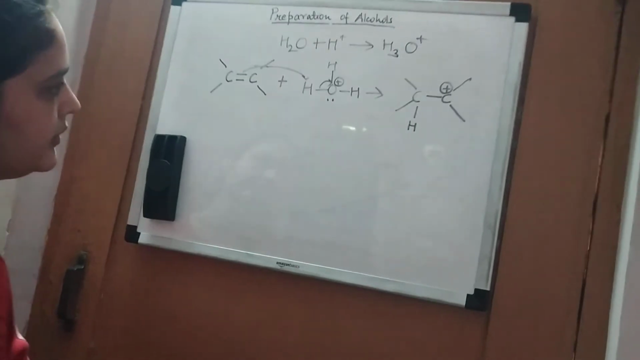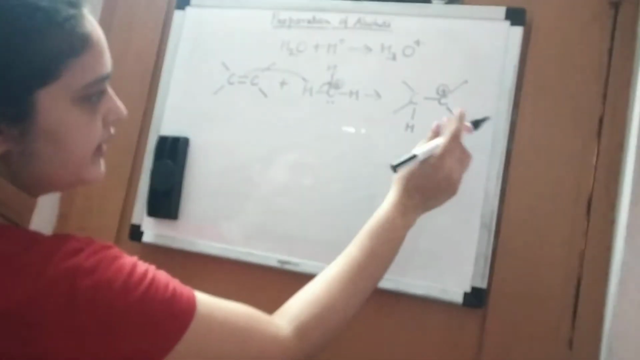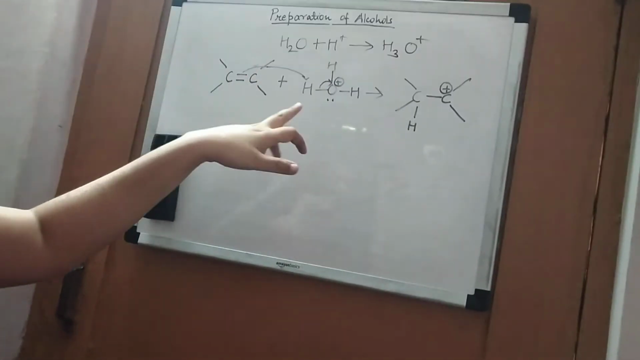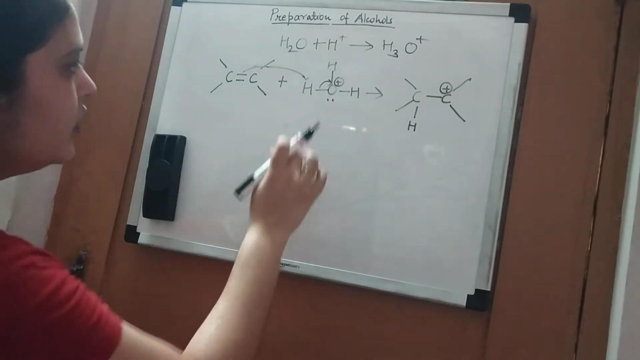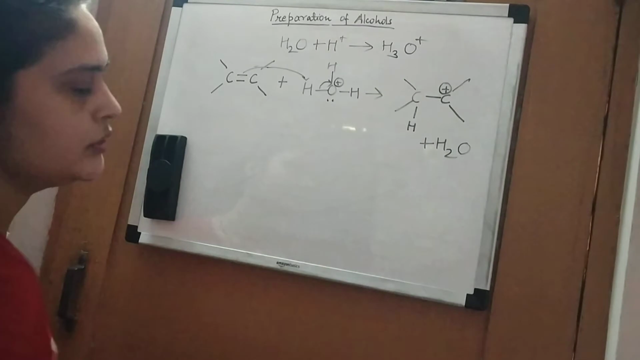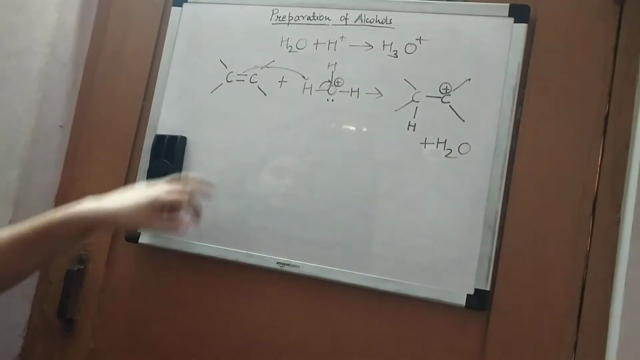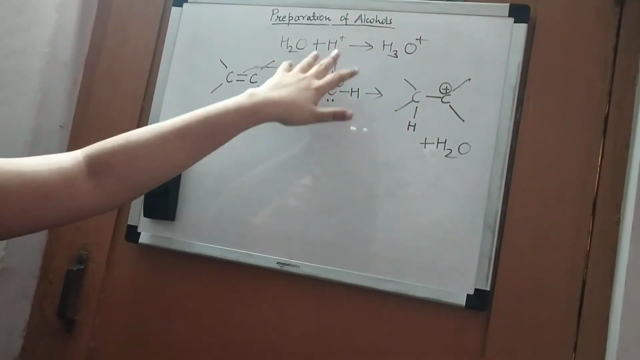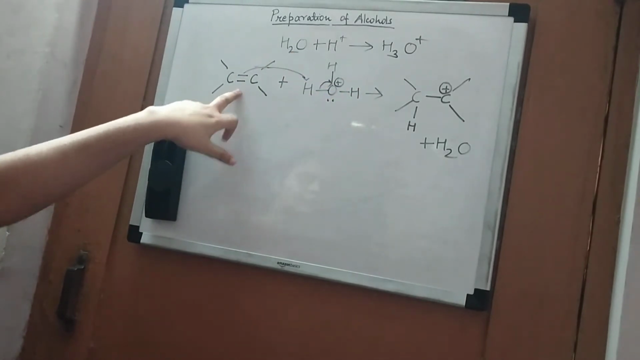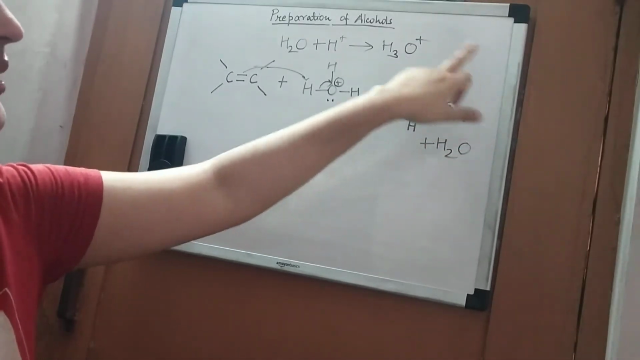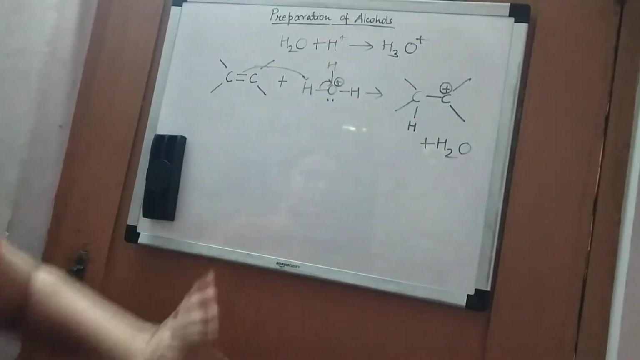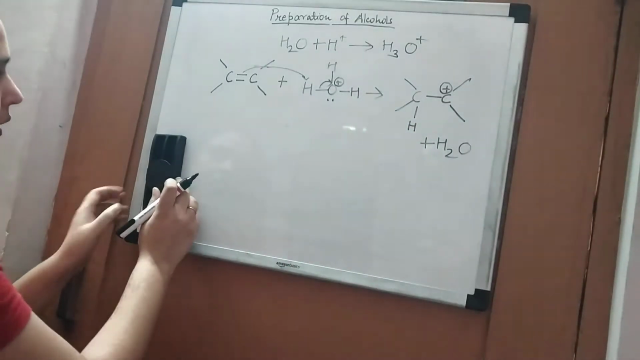Now the next step. This is the carbocation generated. Also, here an H2O molecule is left. So you got this first step. The hydrogen ion from the H3O plus ion attaches to this double bond carbon atom, and a positive charge is generated. So this is the carbocation, and here H2O is left. So this is the first step. Now what happens in the next step?